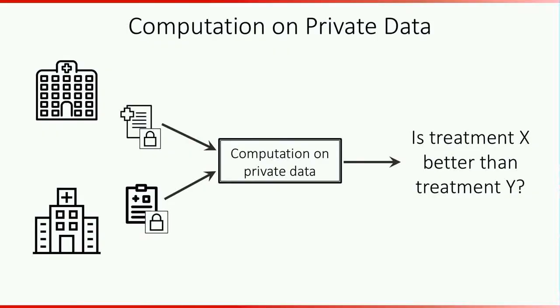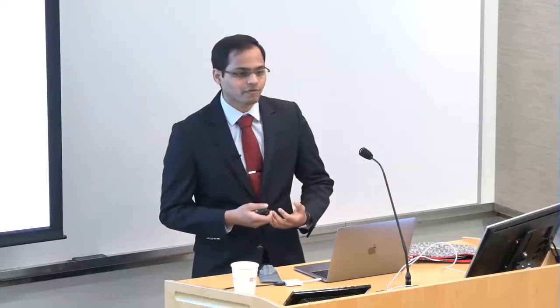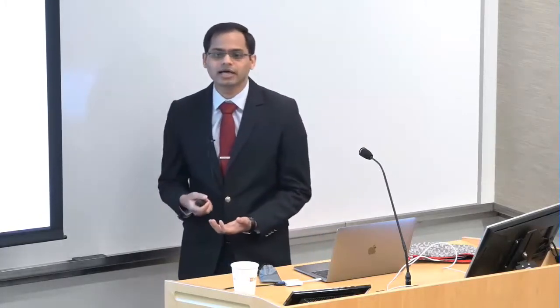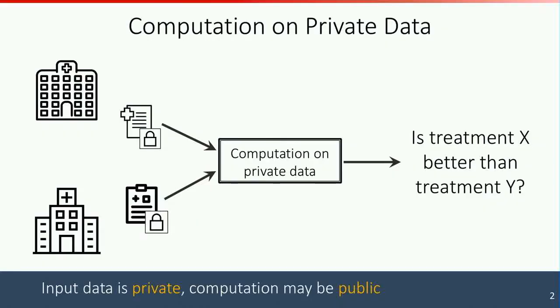So let us say we have this scenario where we have two or more hospitals, and together they're trying to compute information of the type, is some treatment better than some other treatment? And they want to do this based on the joint information of all the hospitals' patient data put together. But laws such as HIPAA do not allow one hospital to share its data with another hospital. So you have this scenario where you have your input data, which is patient data that is private, and yet you're trying to perform some computation on top of this, and the computation itself may be public.